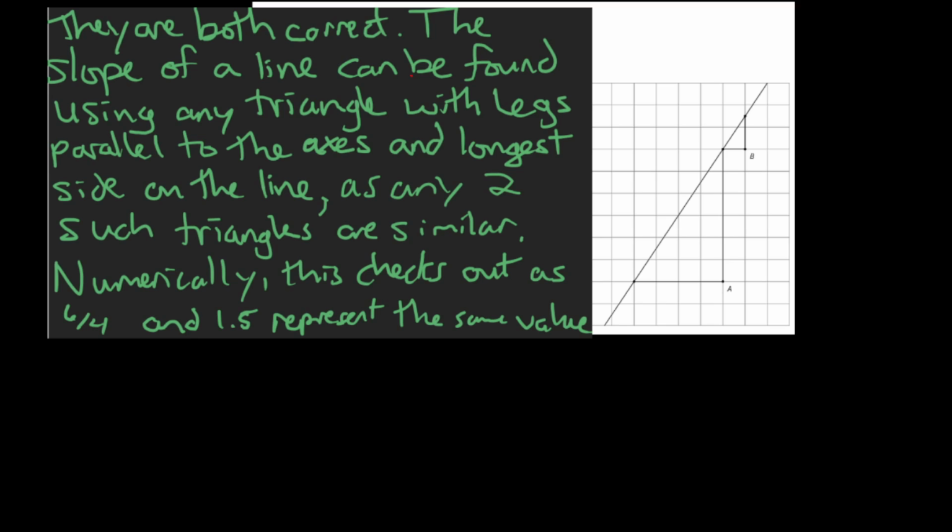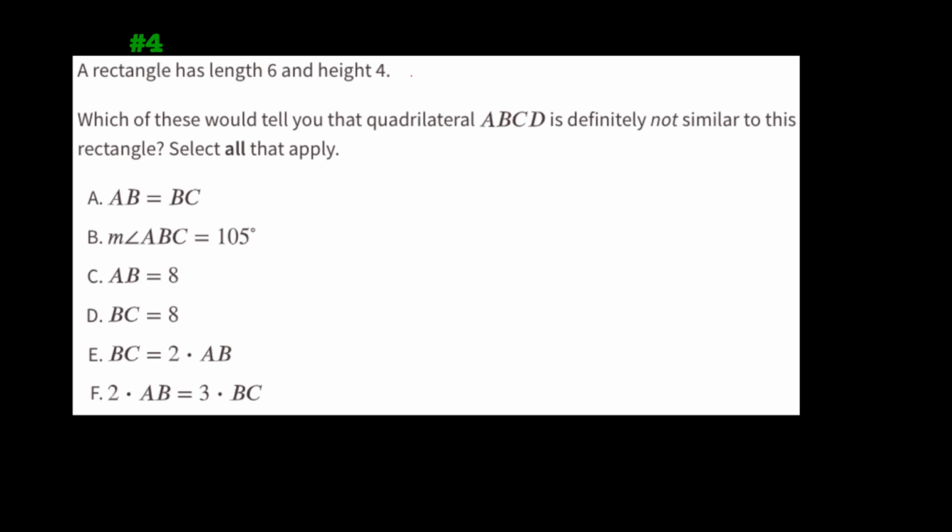So now on the back, for number 4, it says a rectangle has a side length of 6 and a height of 4. Which of these tell you quadrilateral ABCD is definitely not similar to this rectangle? Select all. Again, make sure you're careful when you're saying select all. You're probably going to have more than one answer. So for this one, I'm going to say that A, B, and E are going to be the ones that would not be similar to this rectangle.